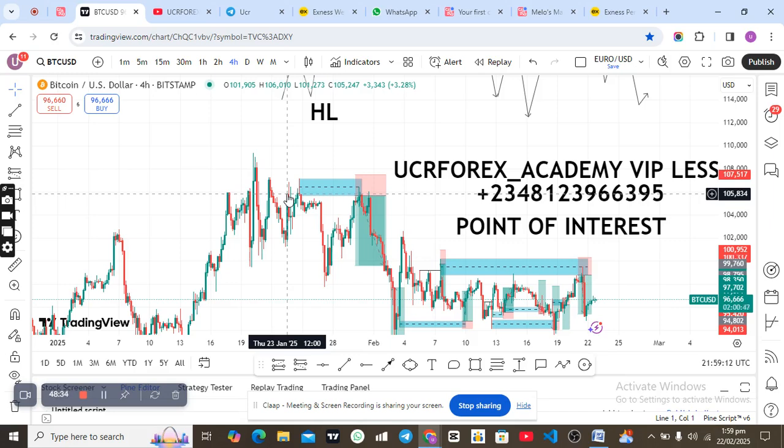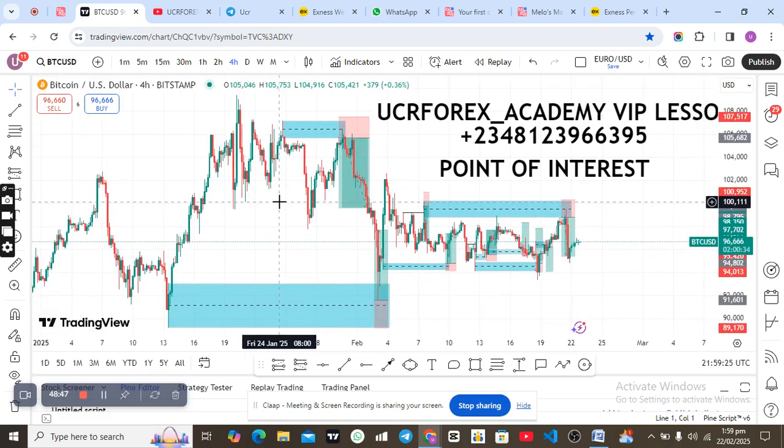Always make sure you mark out the last candle. If you don't know where the last candle is, you can make use of the Fibonacci retracement tool and then enter from the 70% fib level, then target to the downside. I believe that this particular video has already helped you to understand how to mark out your POI, both the bullish POI and the bearish POI. I think there's nothing more to that.